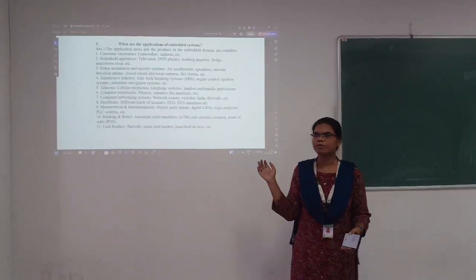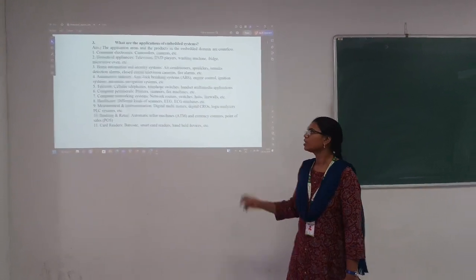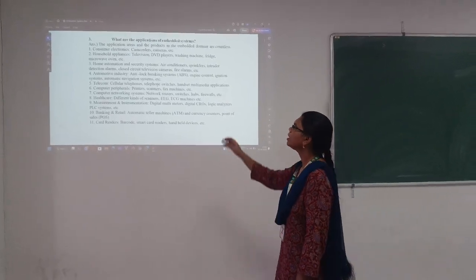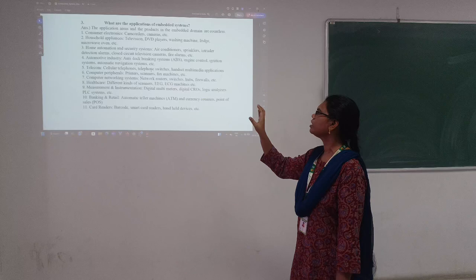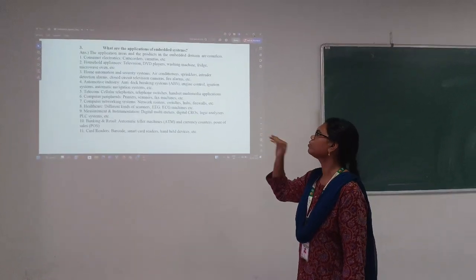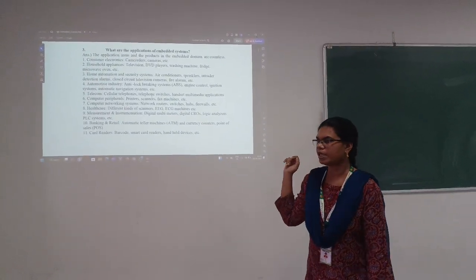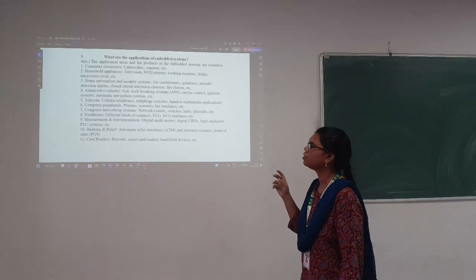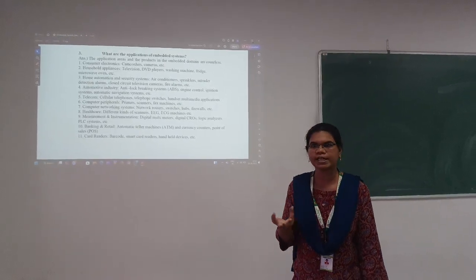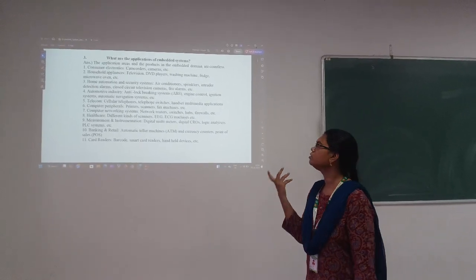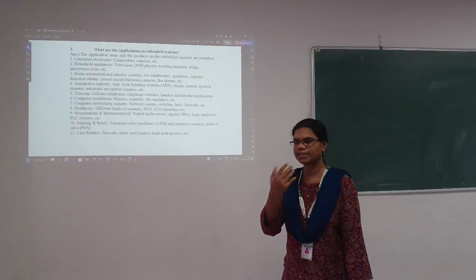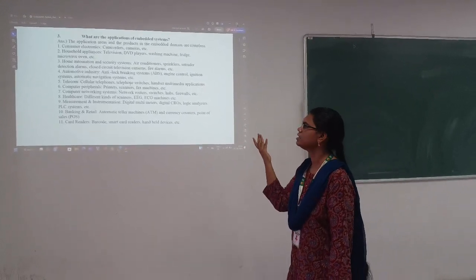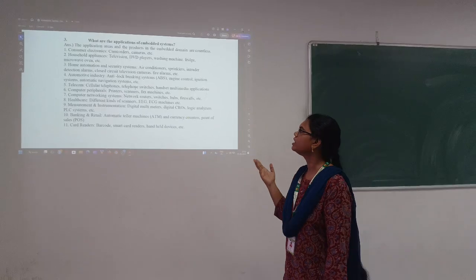Here are some of the applications of an embedded system. The applications are consumer electronics, where a few examples are camcorders, cameras, etc. Next one is household appliances. We can say it as a smart home, where we will be using ACs, washing machines, digital cameras, micro ovens, etc.